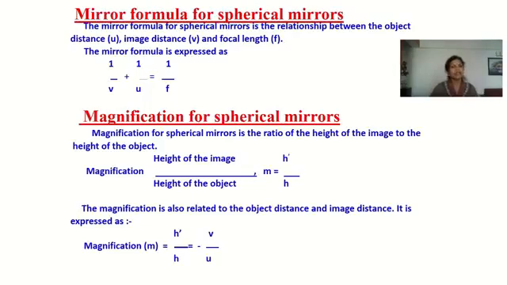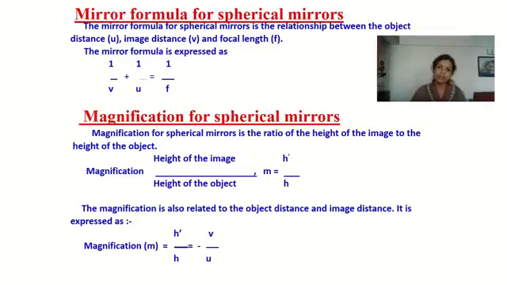Then next we have the magnification of the spherical mirror. How will we find out to what extent the image is magnified? For that we have one formula: magnification is equal to the height of the image upon the height of the object. Magnification is denoted by letter small m, and height of the image is denoted by h dash. Height of the object is denoted by h. So m is equal to h dash upon h. This formula we will use for finding the magnification.